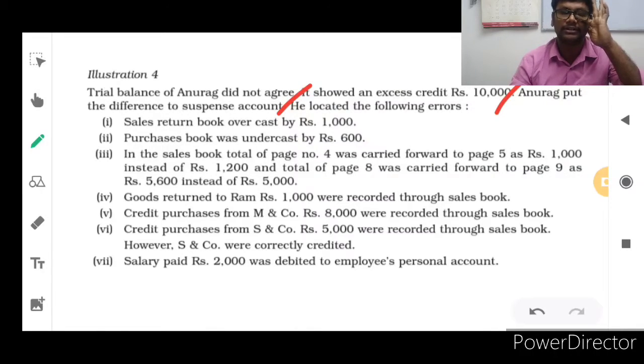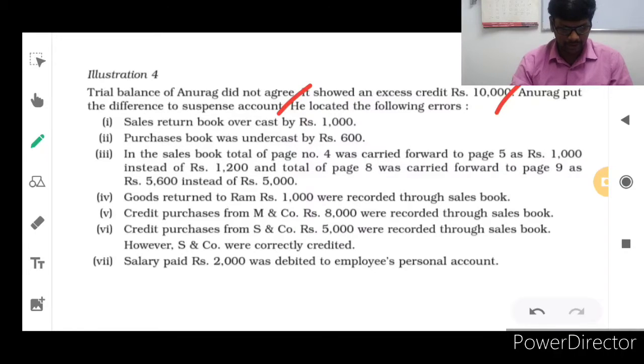So whenever this problem comes, which problem? The one-sided errors. If one-sided errors come, they affect only one side. It may be the debit or the credit side, isn't it? So that time, definitely one side will be shorter. To fulfill that place, we use suspense account. Are you clear now? Come, let's discuss it.